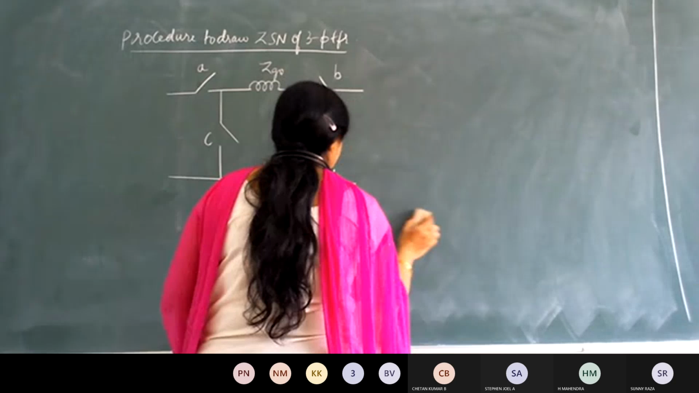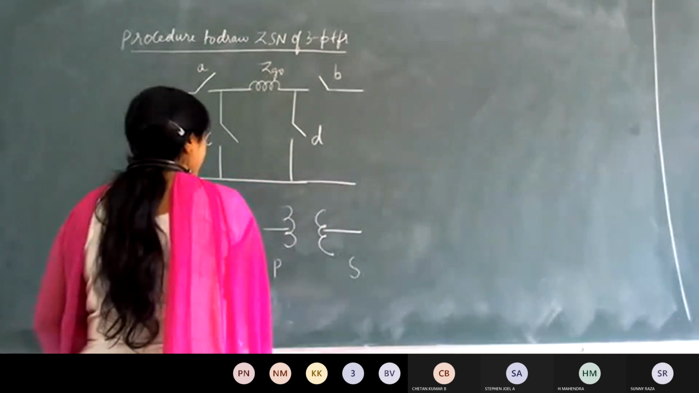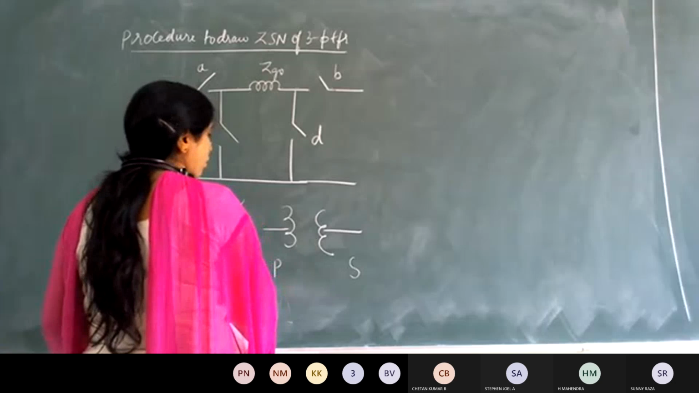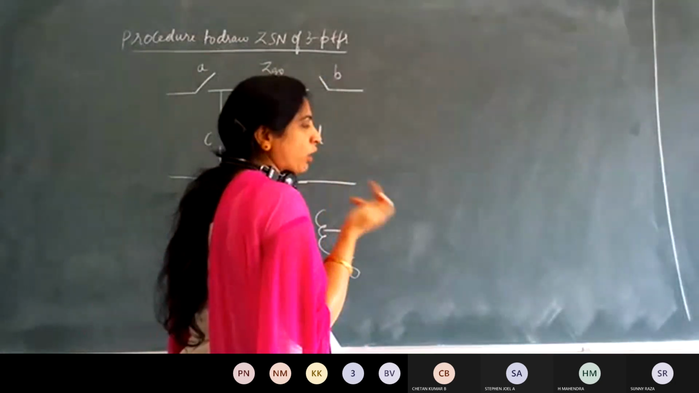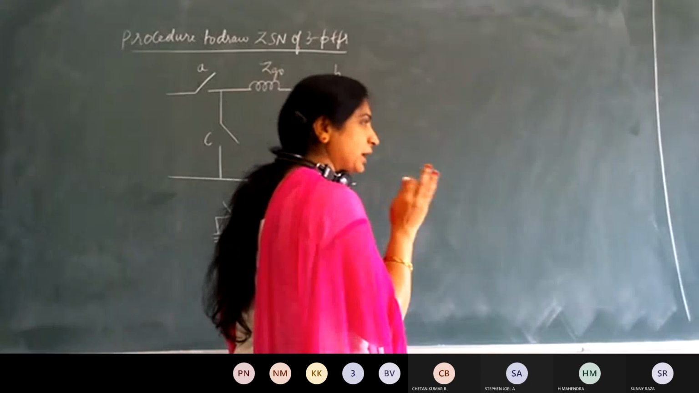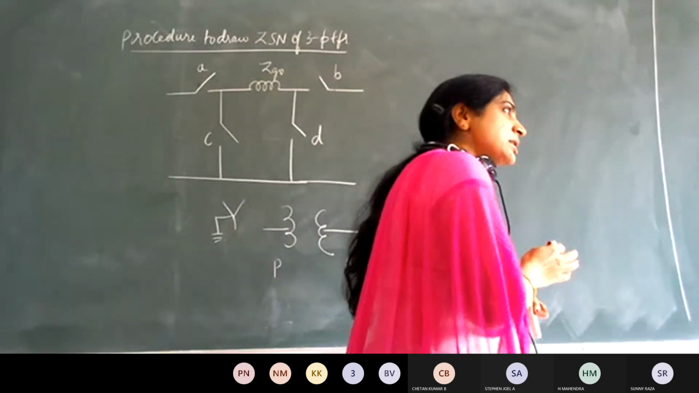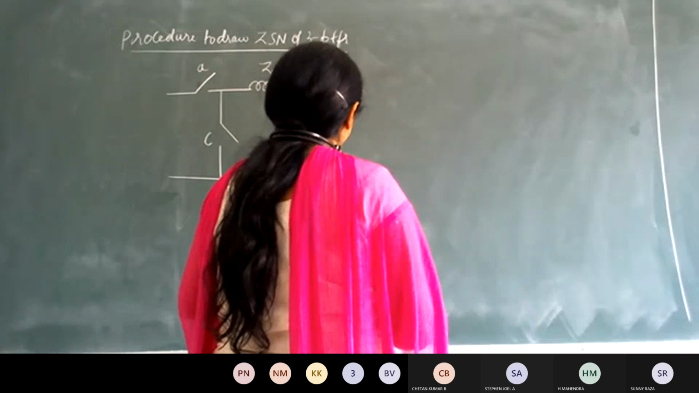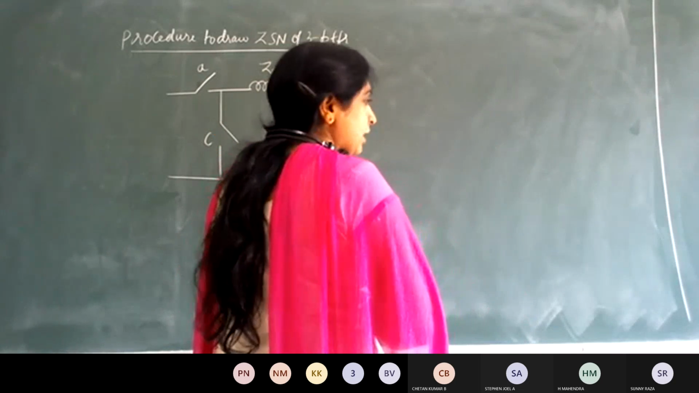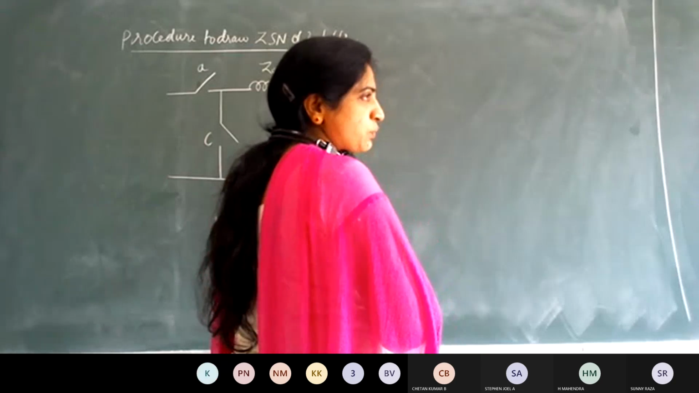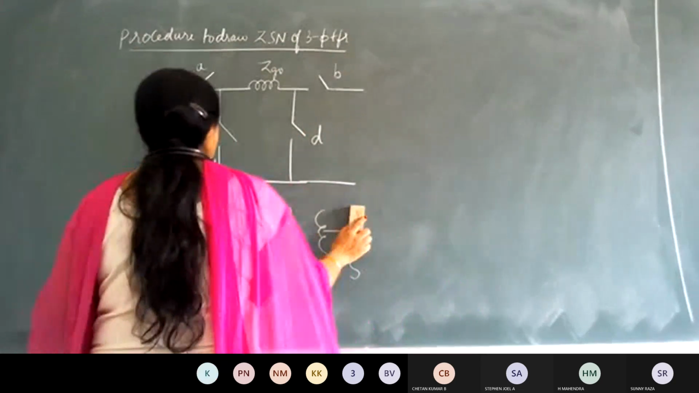Just remember, on either side, if the type of connection is star with a neutral grounded, only then the series switches have to be closed. That is A or B, irrespective of whether it is primary or secondary. If the configuration is star with a neutral grounded, only then you close the series switches. If it is delta connected, then you have to close the parallel switches, C or D. This is what you need to remember.